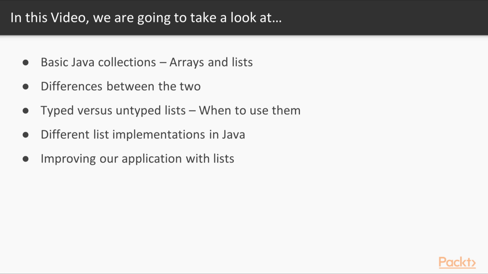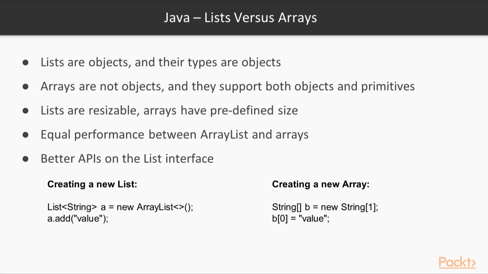In this video, we are going to take a look at Java collections, and specifically at comparing arrays with lists. We will also look into typed and untyped lists and try to understand what is the difference. Then, finally, we will try to apply this knowledge by improving our application's implementation by adding lists. Now, we have to answer a question. What is a list and what is an array?